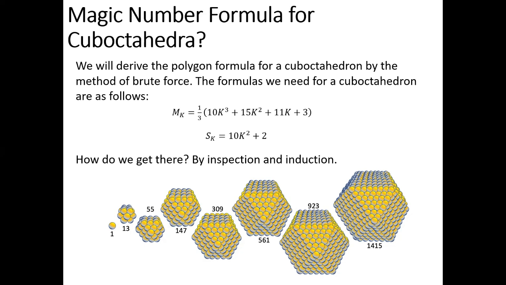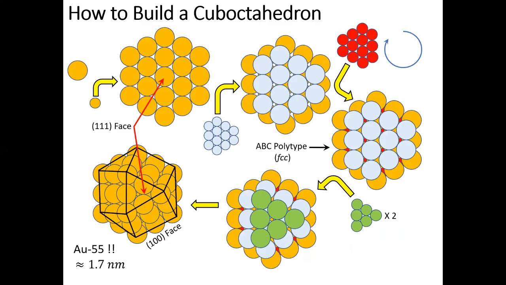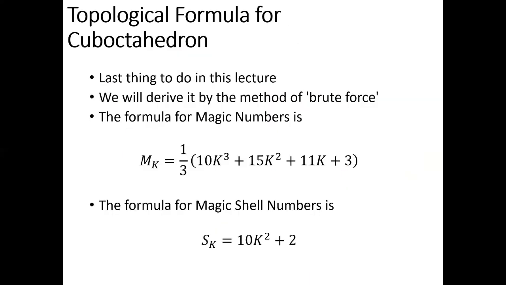But what we're going to do now is derive that equation from what I call the method of brute force. No polygon equation, nothing. We're going to derive it from the basics, the most basic things. Okay, you saw this already, so you can understand. You can build a cuboctahedron. So our last thing in this lecture, we want to derive it by the method of brute force.